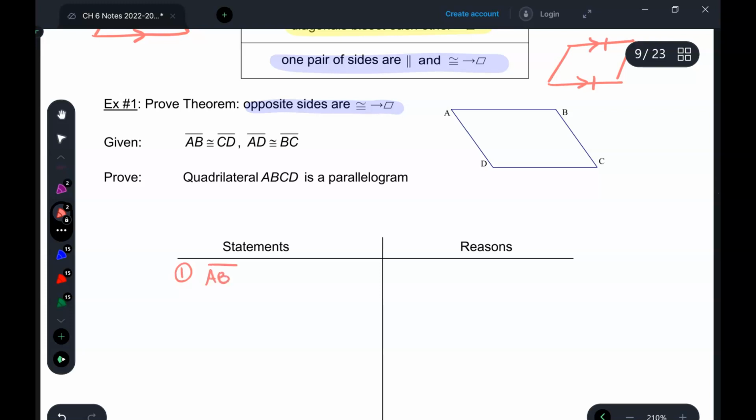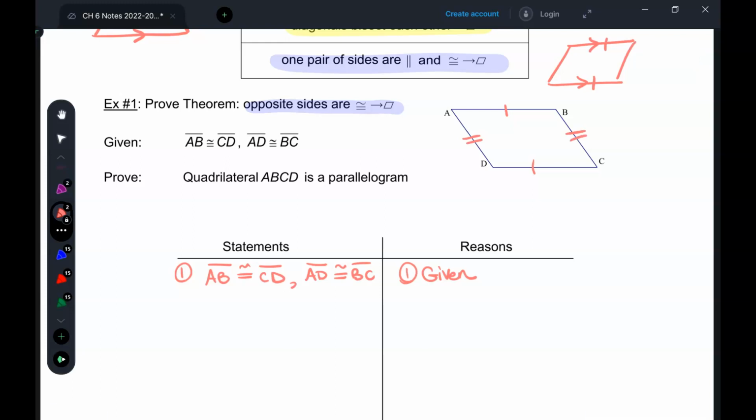AB is congruent to CD, and we have AD is congruent to BC. So these two are congruent. That's all we know. We want to try to get to opposite sides. Okay, we can draw a line. So remember, we can make two triangles. Let's see, if I draw one of the diagonals.